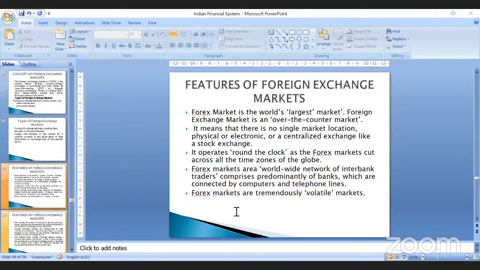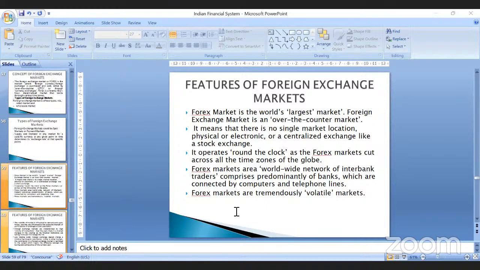And most of the foreign exchange market is an over the counter market. That is, they don't have a single location. A physical or electronic centralized exchange like a stock exchange is not present in the forex market.